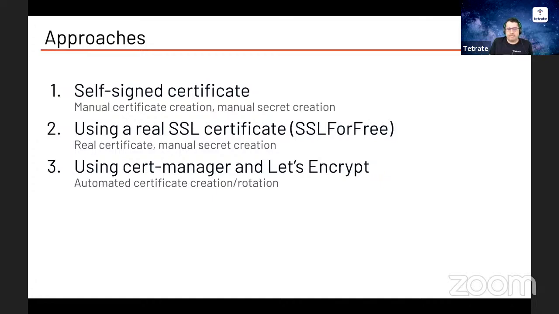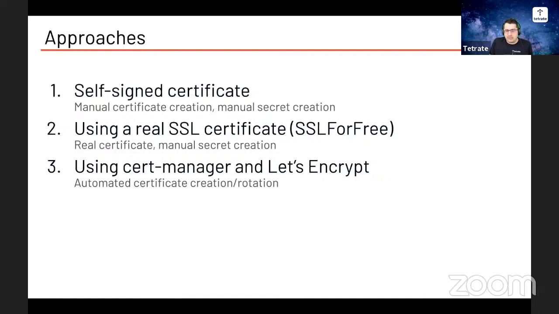For the second approach, we will use the SSL for free website to create a certificate for an actual domain name. So I have a domain name, we will then go and download the certificate created on the SSL for free website, and then we will manually create a Kubernetes secret.